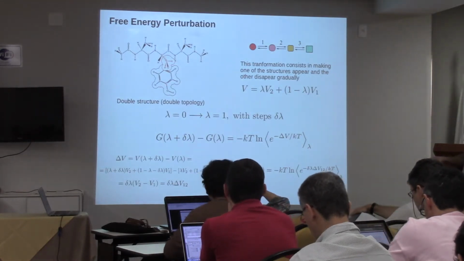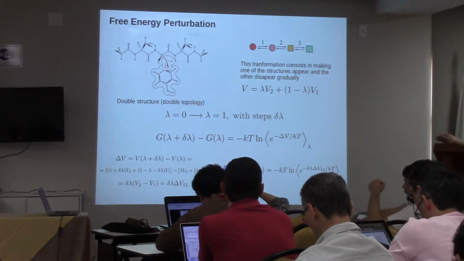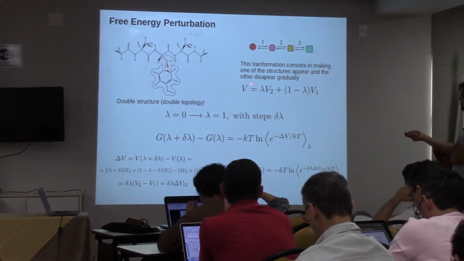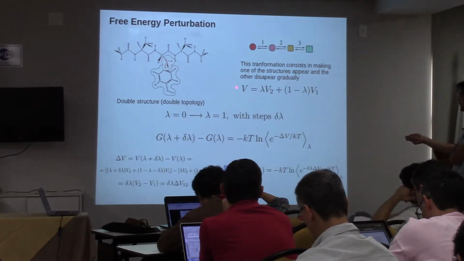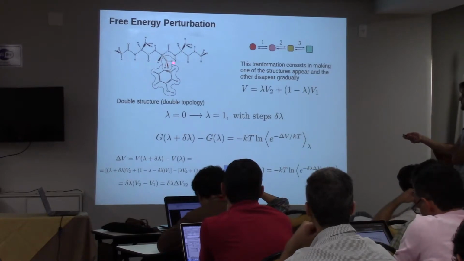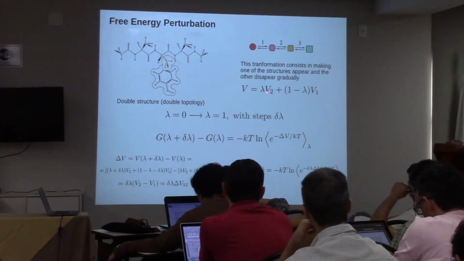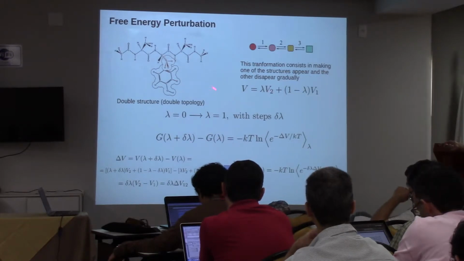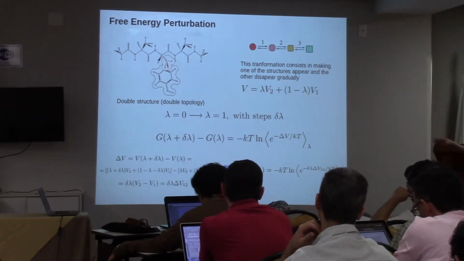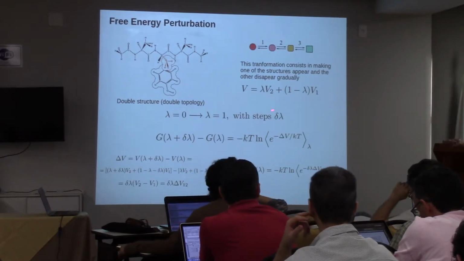What is done in practice, this is one way of doing free energy perturbation, is to do a simulation in which the potential energy of the system, instead of being computed as the potential energy of the alanine or the potential energy of the tyrosine, is computed as a combination of the interactions of the environment with the alanine and the interactions of the environment with the tyrosine. Which kind of combination?